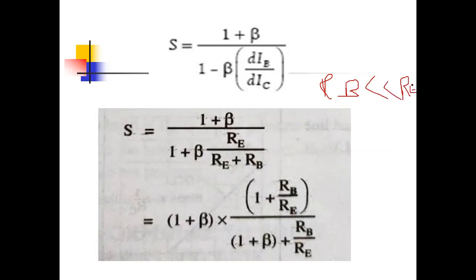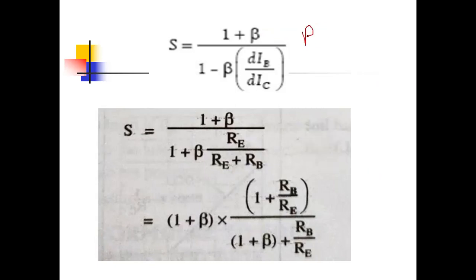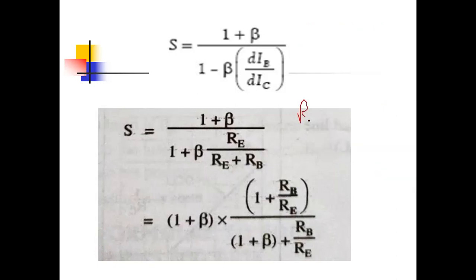Why did it happen? Because this RB is the parallel combination of RB1 parallel RB2, and definitely a parallel combination value will be smaller. So RB is less than RE. If RB is less than RE, then RB upon RE will be less than 1.